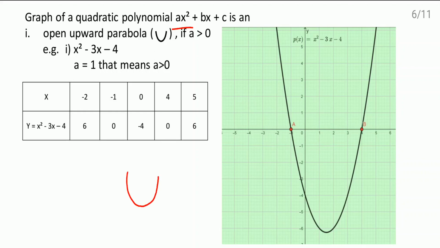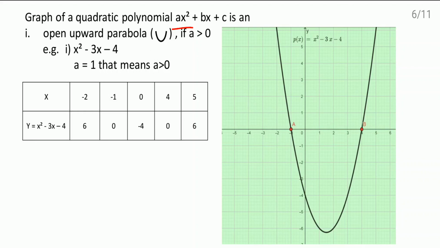Okay. Now here I have shown one example. x square minus 3x minus 4. For this one, our a is equal to 1. See, the coefficient of x square is 1. Right? It means that definitely our graph will be an open upward parabola. Now you see how to draw this graph. We will take some values of x, and y is equal to our polynomial.